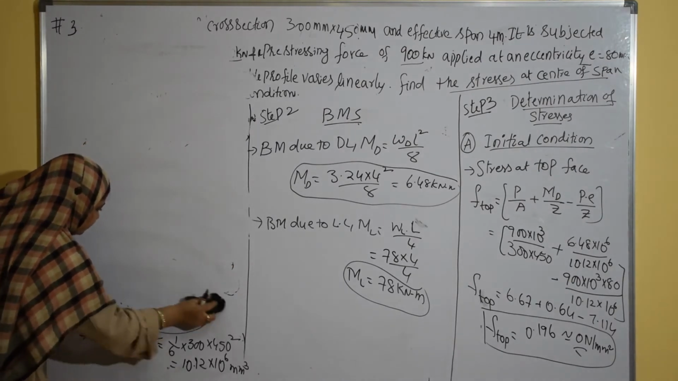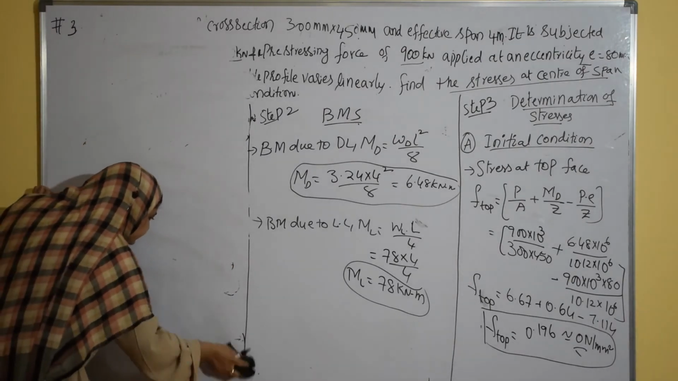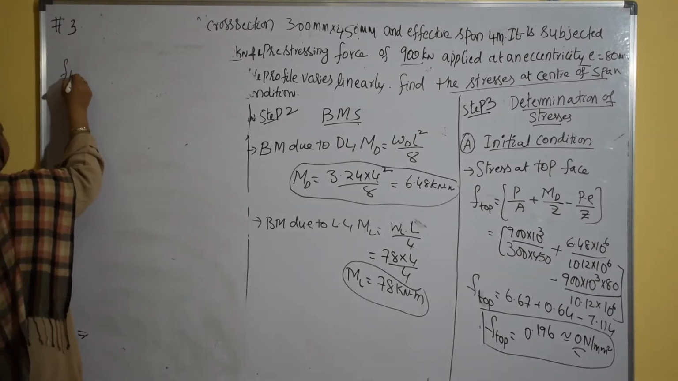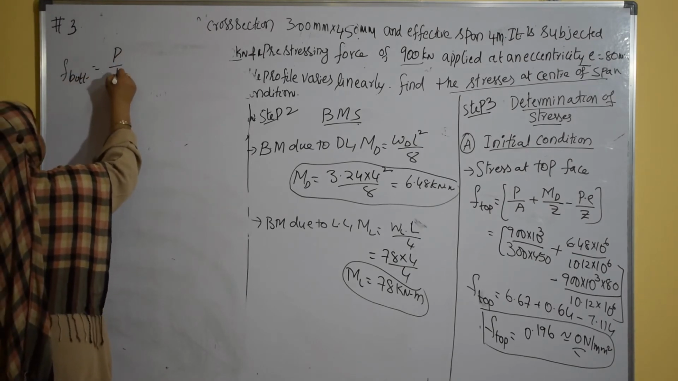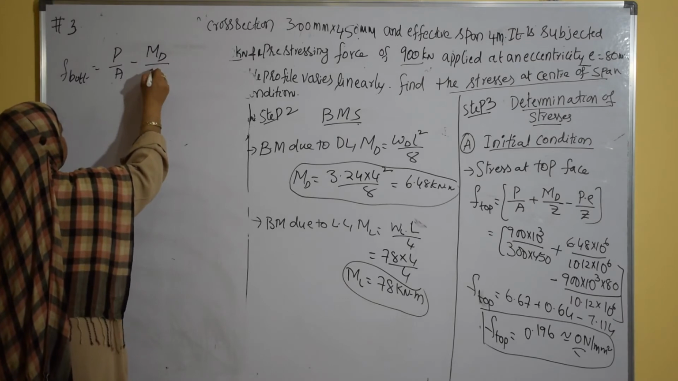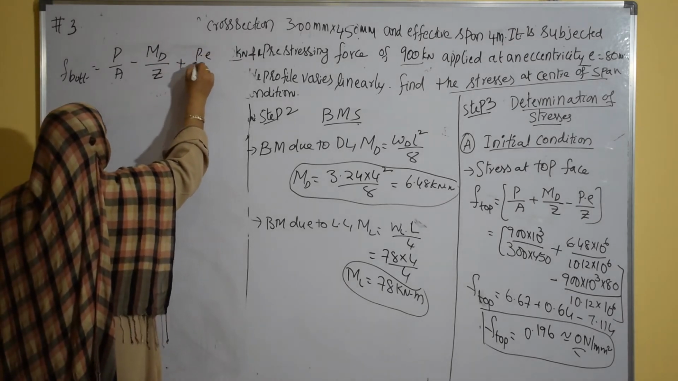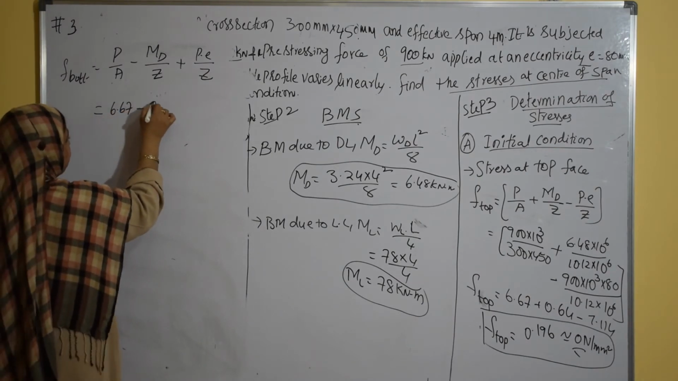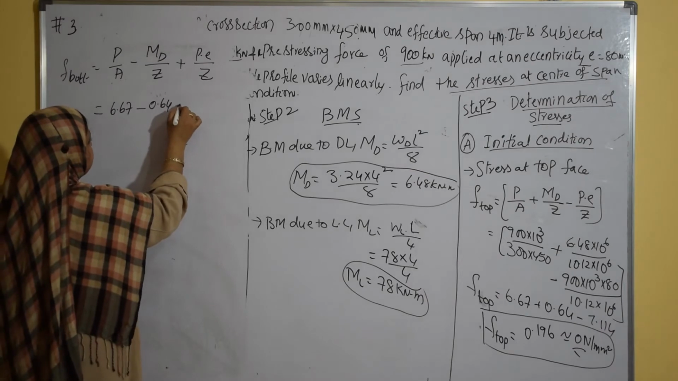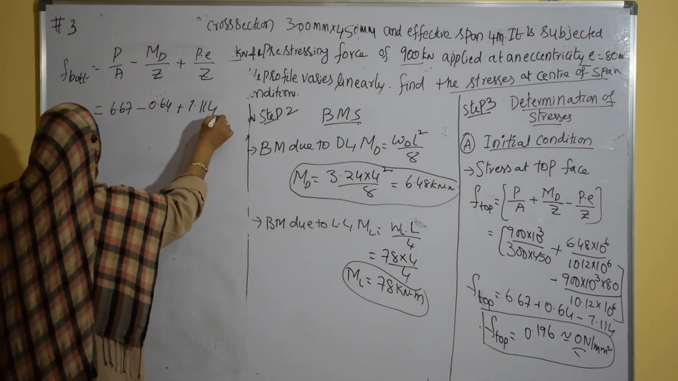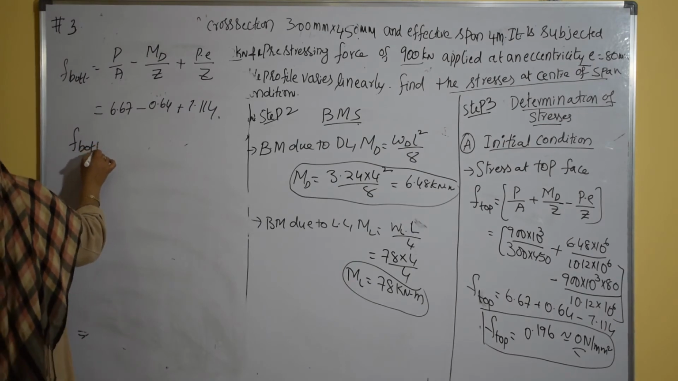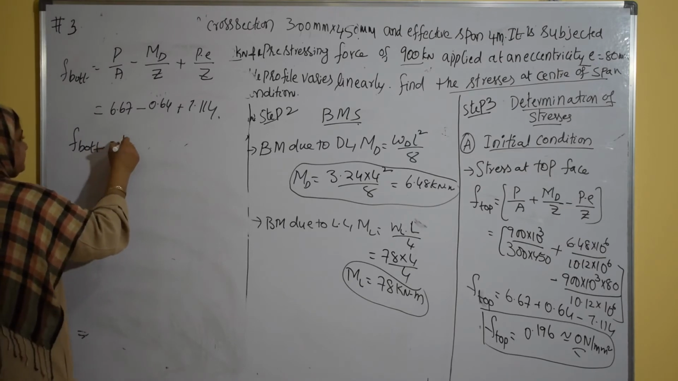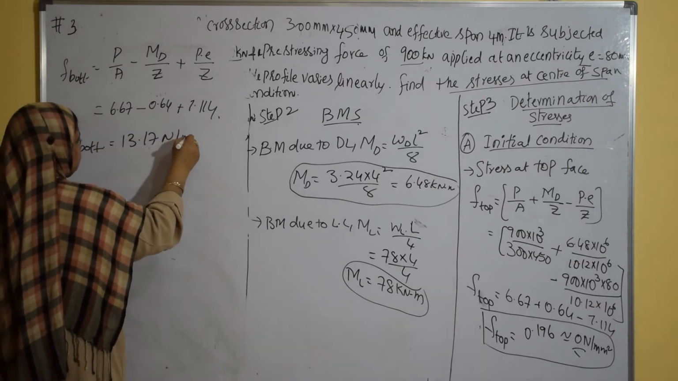Now what is the next thing? F bottom. For the initial condition only, F bottom. So it's very simple, most of you know it. F bottom is equal to P by A minus dead load bending moment by Z plus PE by Z. Values are there with you. Directly substitute with the opposite signs. Minus 0.64, plus 7.114. So F bottom you will get as 13.17 Newton per mm square. See, very simple.